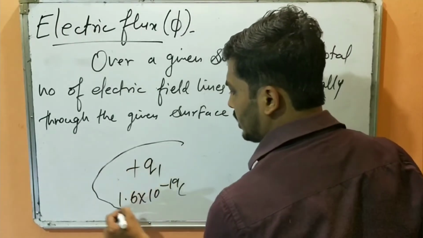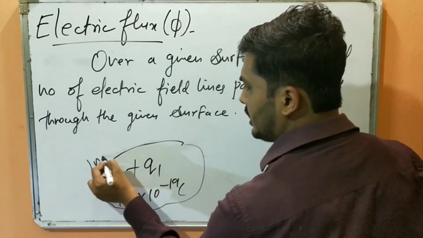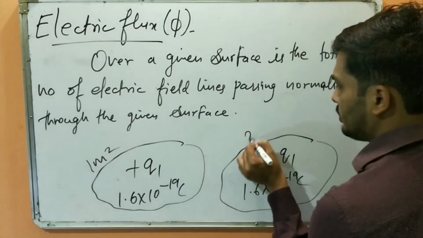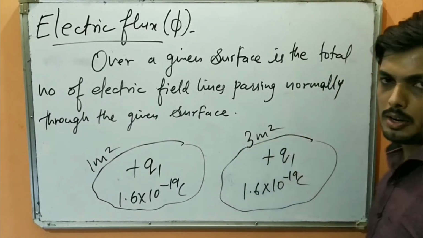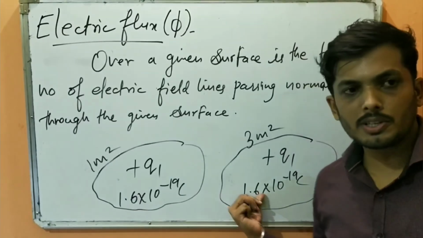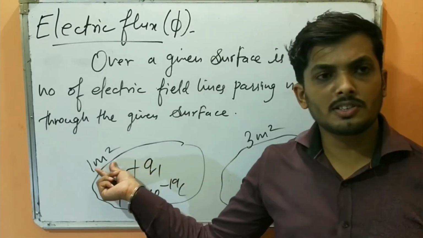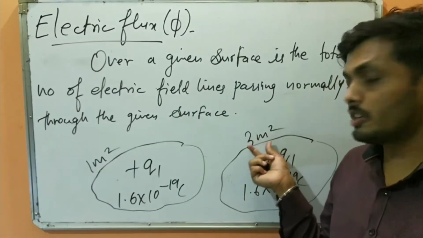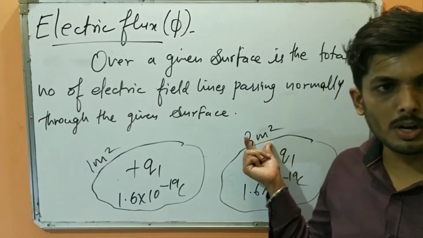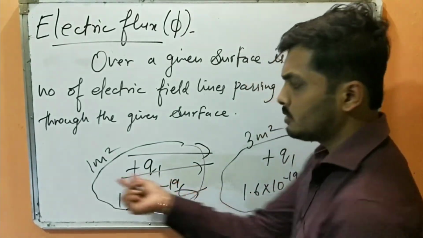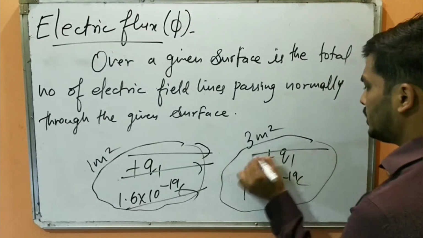Imagine if this charge is confined within an area of 1 meter square, and this charge is confined within the area of 3 meter square. Now both charges have the same magnitude, 1.6 as well as 1.6 here, but this charge is constrained within the area of 1 meter square, and this charge has been restricted within the area of 3 meter square. So definitely they will give rise to electric field lines over this much area, and this will also give rise to the electric field lines.